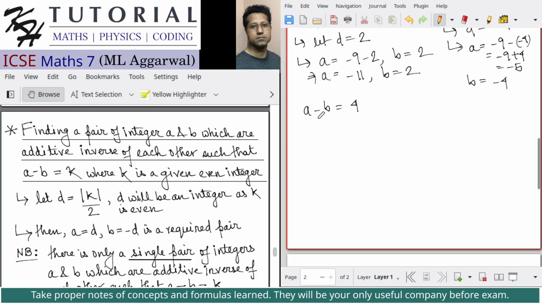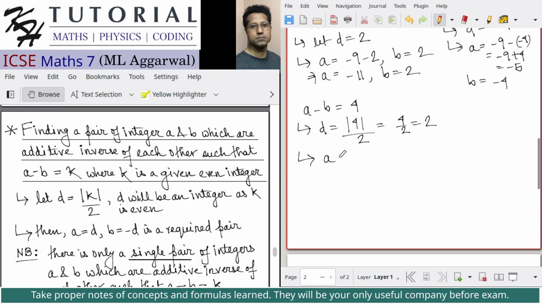So the first step: you find d as the absolute value of k divided by 2. That is the absolute value of 4 divided by 2. The absolute value of 4 is 4, so 4 divided by 2 is equal to 2. So d is 2. Now please note that since k is an even integer, the absolute value of k divided by 2 will always be an integer.